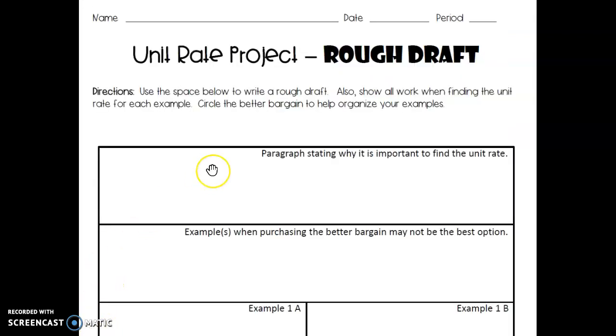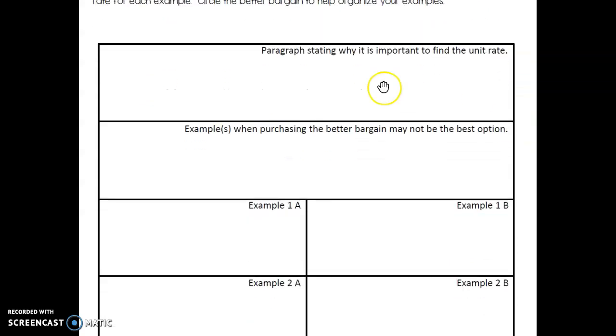Your rough draft sheet, getting everything put on paper. Directions. Use the space below to write a rough draft. Also, show all work when finding the unit rates for each example. Circle the better bargain to help organize your examples. All right, so first of all, you're going to need a paragraph stating why it's important to find the unit rate. Example or examples when purchasing the better bargain may not be the best option.